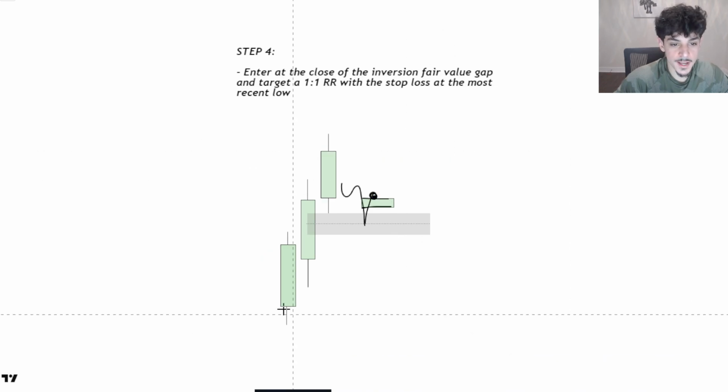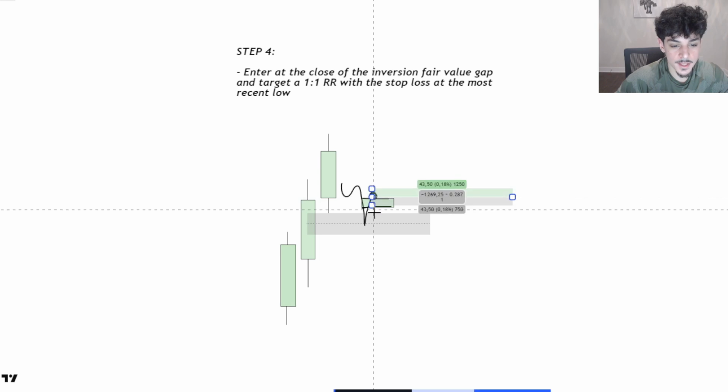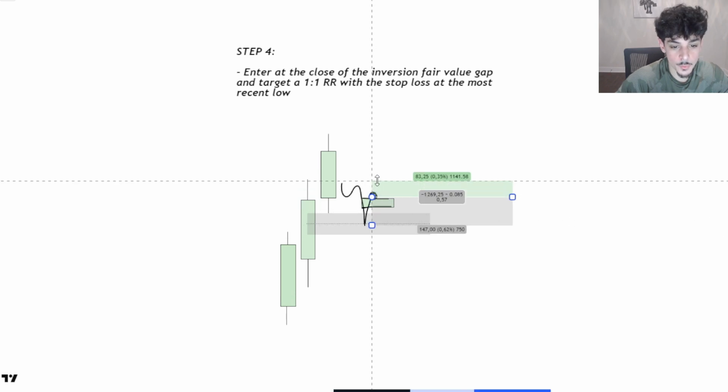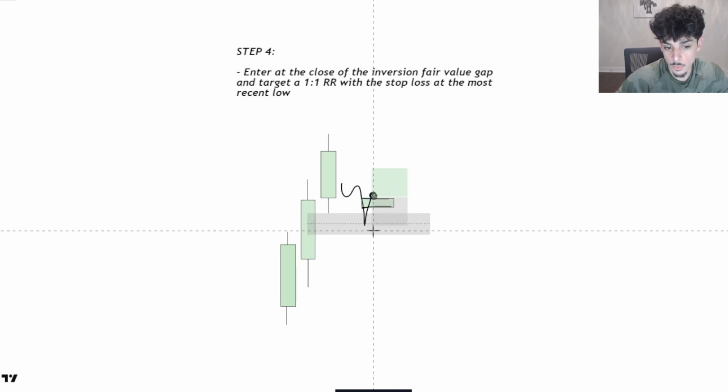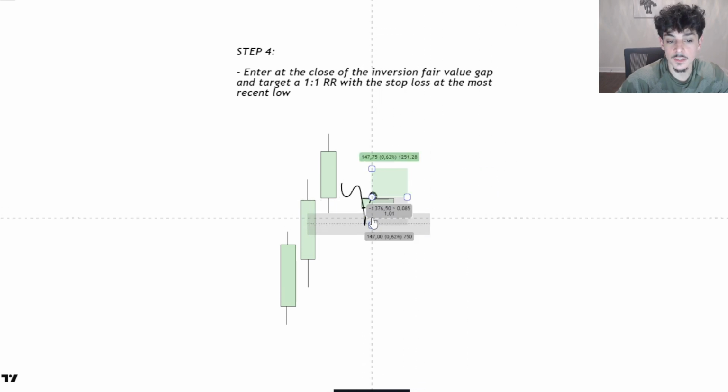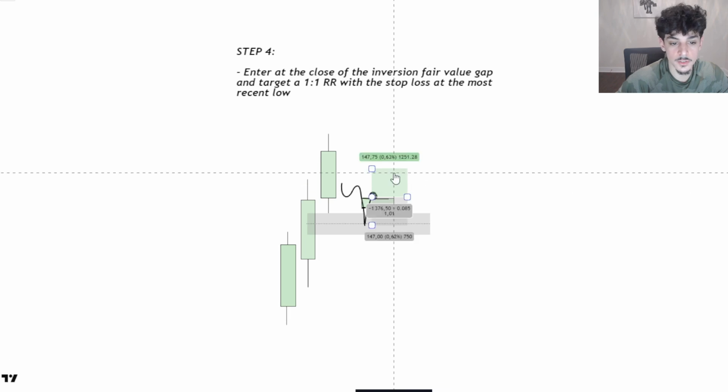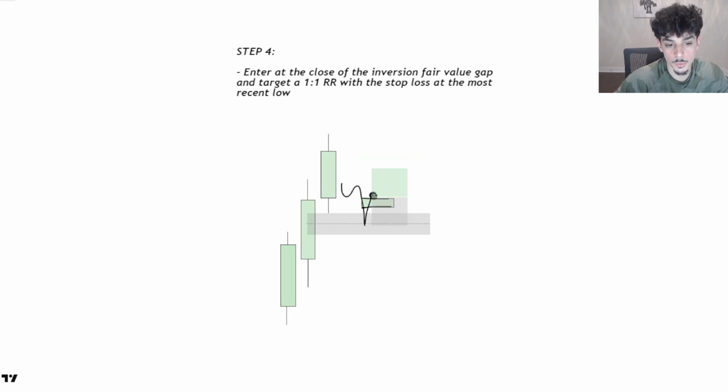Step 4, you enter at the close of the inversion fair value gap and target the most recent high for a 1-to-1 risk to reward ratio. Don't forget to put your stop loss below the most recent low right here, and don't move your stops to break even until you hit that 1-to-1 risk to reward.